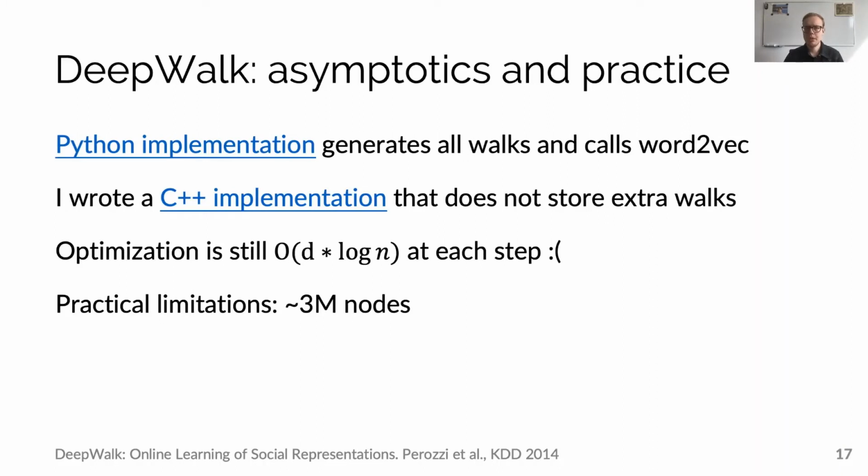So talking about some practical things, there is the author's Python implementation that basically generates all the random walks, saves them on disk, and then calls Word2Vec on them. I wrote a slightly more efficient C++ implementation that does not store the extra walks, so you don't have to keep anything besides the graph in memory. The problem with this algorithm is that the optimization is log n at each step. So for large graphs, it can be a bit slow. And the practical limit, where it takes around a day to compute an embedding of a single graph, is something like 3 million node graphs.